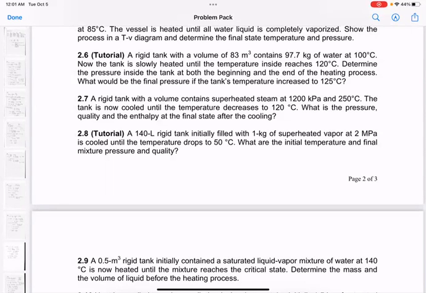Okay, so we're going to do question 2.8. We have a 140 liter rigid tank, and inside this tank we have 1 kilogram of superheated vapor at 2 megapascals. Now, again, like with the other question, they're giving us a volume and a mass, so that should make us think right away about specific volume. But one thing to be careful of is we're given the volume in liters.